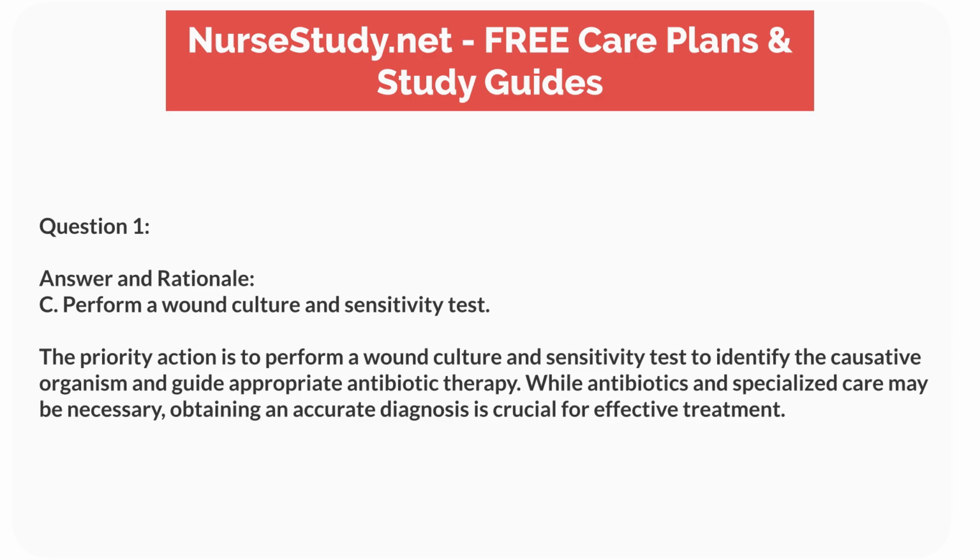Answer and rationale. C. Perform a wound culture and sensitivity test. The priority action is to perform a wound culture and sensitivity test to identify the causative organism and guide appropriate antibiotic therapy. While antibiotics and specialized care may be necessary, obtaining an accurate diagnosis is crucial for effective treatment.